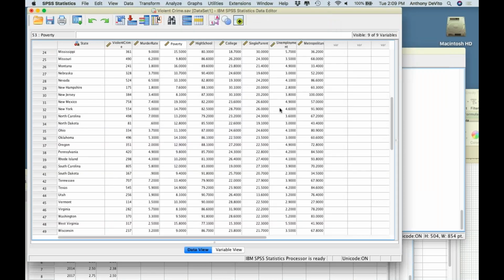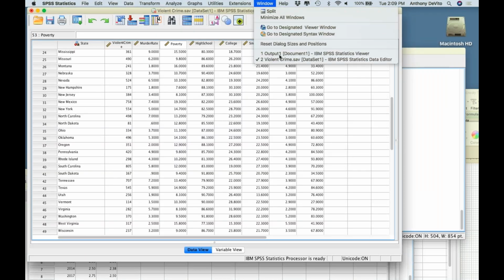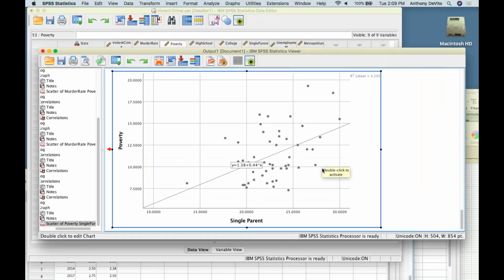Oops, give me the output window back. Good, there we are. I want to use this analytically, and I want to use this predictively. This line represents the relationship between single parent households: as the percentage goes up, the rate of poverty in that state goes up as well. I want to use it predictively.